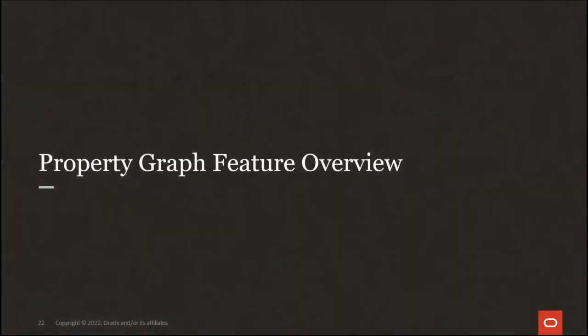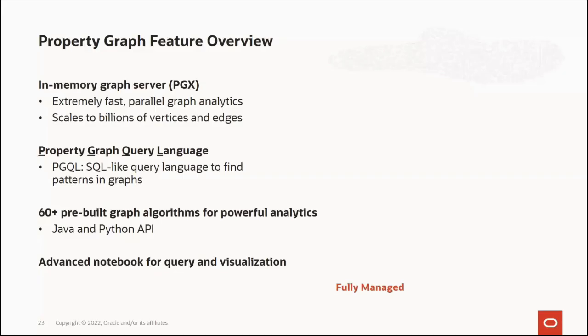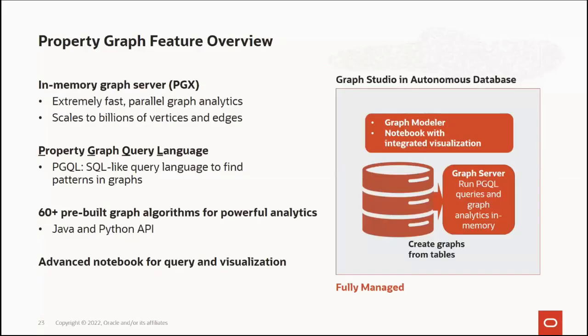So let me now go into the property graph feature overview, the Graph Studio feature of Autonomous Database. If you're using Autonomous Database, you have access to Graph Studio, which has several interesting features. It includes an in-memory graph server. Some graph operations can be compute intensive, so we have this specialized graph server that runs in memory and enables extremely fast graph analytics and graph queries.